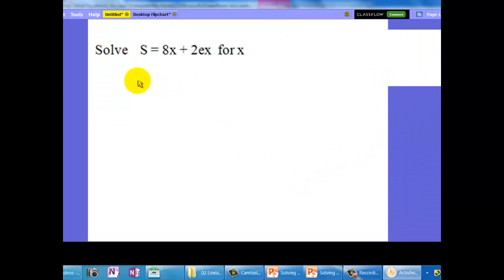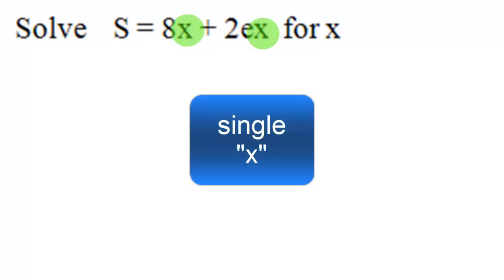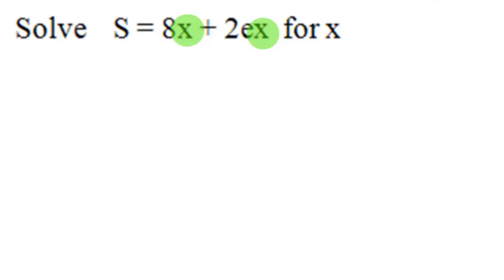Our last example. Given s equals 8x plus 2ex, let's say we would like to solve for x. Note that for this particular problem, we have two x's. And our goal here is to isolate our x. So if you're solving for a variable and that variable exists in a given problem more than once, what you have to do is to simplify the equation so that the two x's will become one. So how are we going to do that?